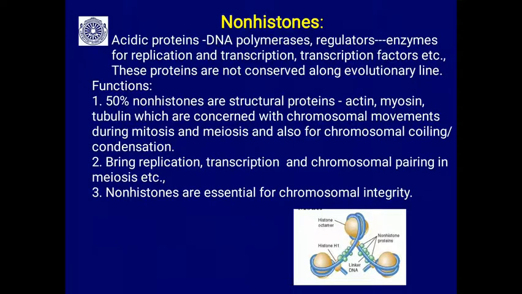Then they bring replication. They are the non-histone proteins. They are also the DNA polymerases, and they are also the RNA polymerases. They bring transcription, and they bring chromosomal pairing during meiosis. All these are the non-histones. They are playing a major role. Non-histones are essential for chromosomal integrity.